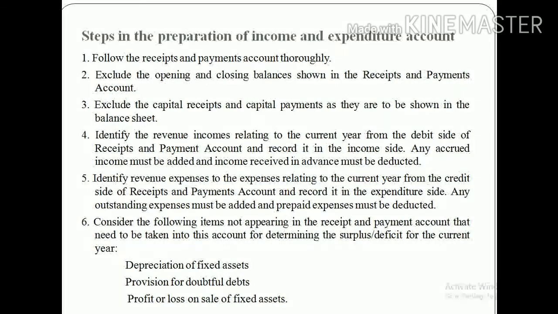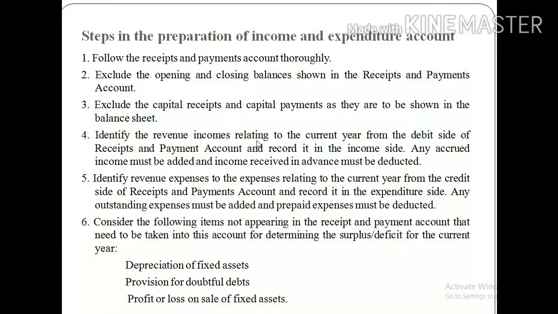Then fourth one, identify the revenue incomes relating to the current year from the debit side of the receipts and payment account and record in the income side. The first procedure has to be to identify the revenue incomes relating to the current year, and they shall be shown on the income side of the income and expenditure account.